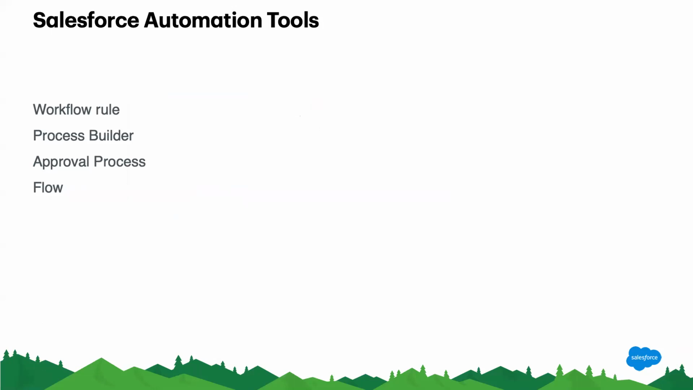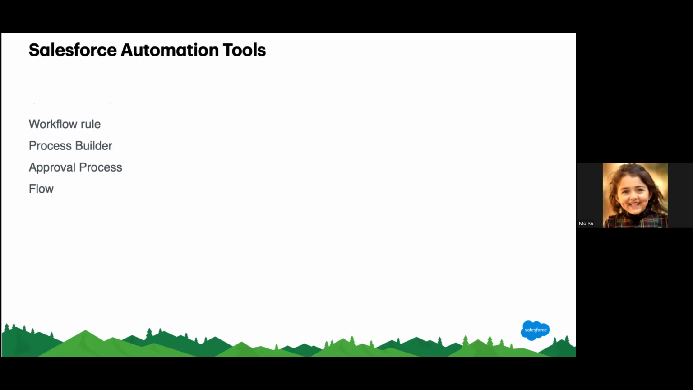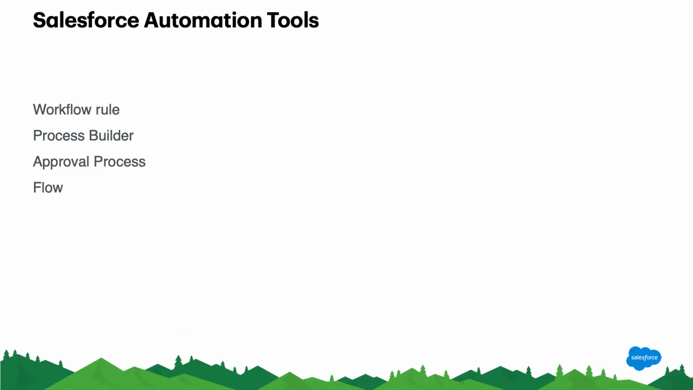In terms of Salesforce automation tools, the main ones your syllabus and everyone focuses on are 4: workflow rule, process builder, approval process, and flow. In this session, I'm going to talk about a few more tools available in Salesforce, in order to give the full view of the automation tools, as well as prepare you for the exam.